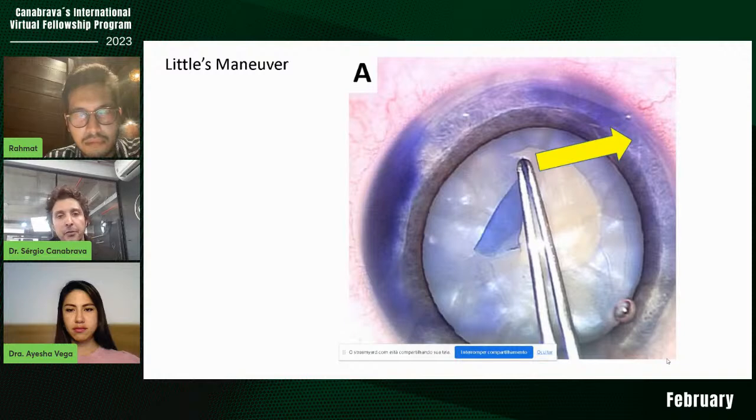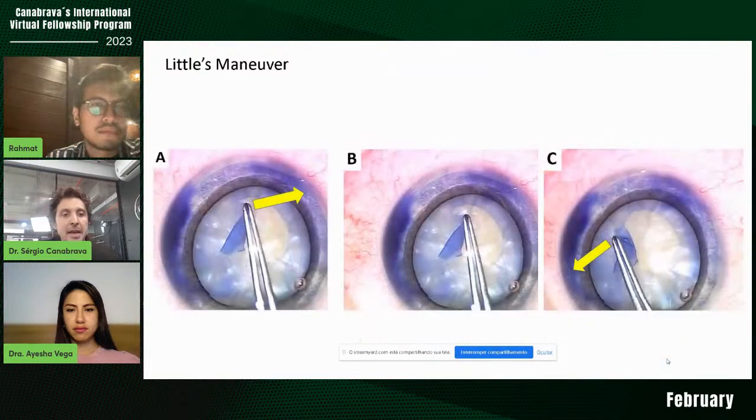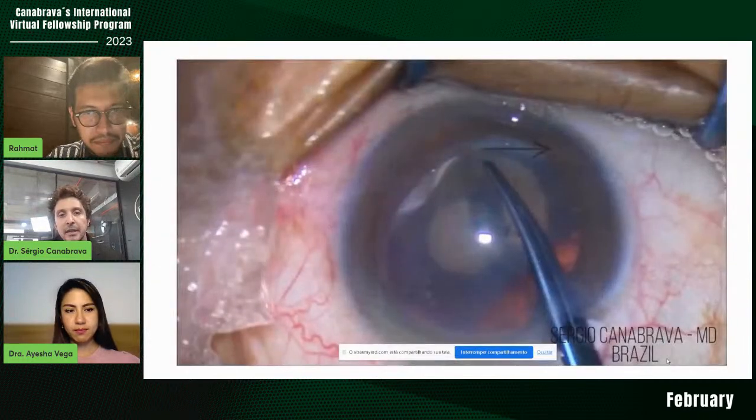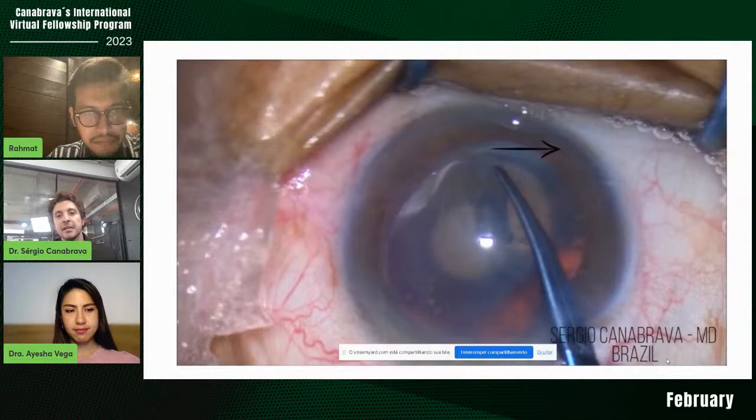So topic two, to resume the synopsis of this month, is rescue techniques for capsule rhexis run-out. The most famous rescue technique is the Little maneuver, or pull back. You need to pull back the capsule, okay? Here is the example that I took from the Little paper, Little A, B, and C. And you can see here videos to observe. In this part, the wrong movement.